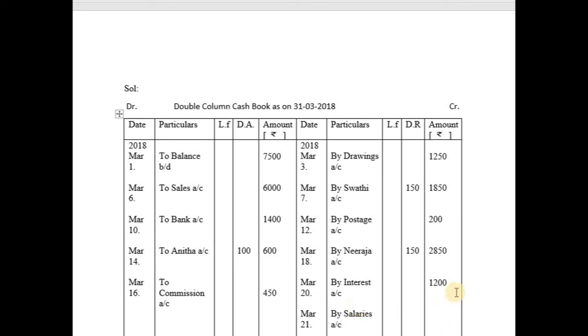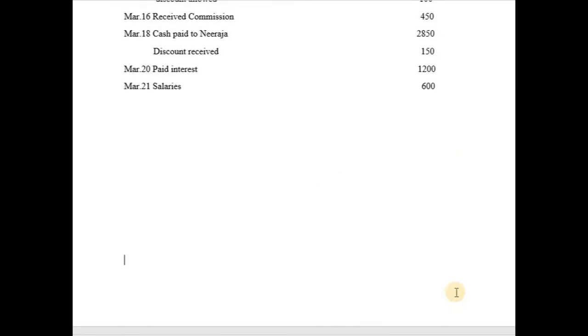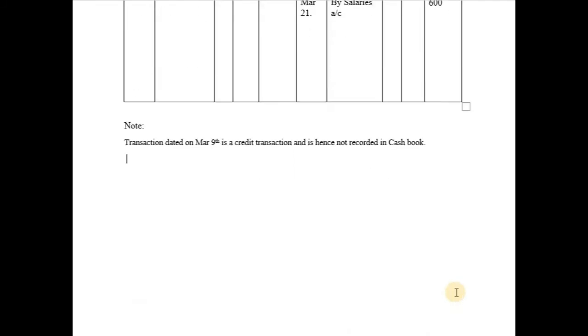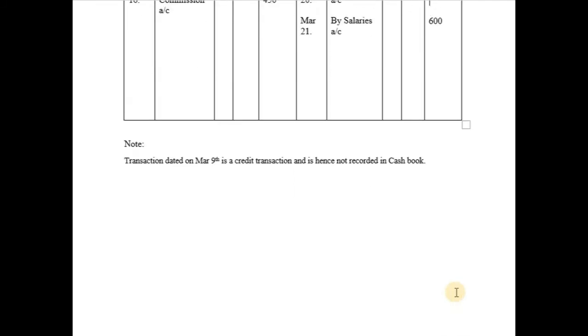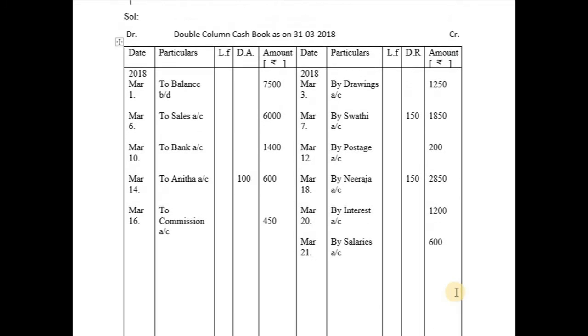And you are paying rupees 600 towards salary. So the amount will be taken as 600 rupees. Now as we have completed all the transactions, we just need to do the total for cash book. So first we will be doing the total on debit side of the cash book.